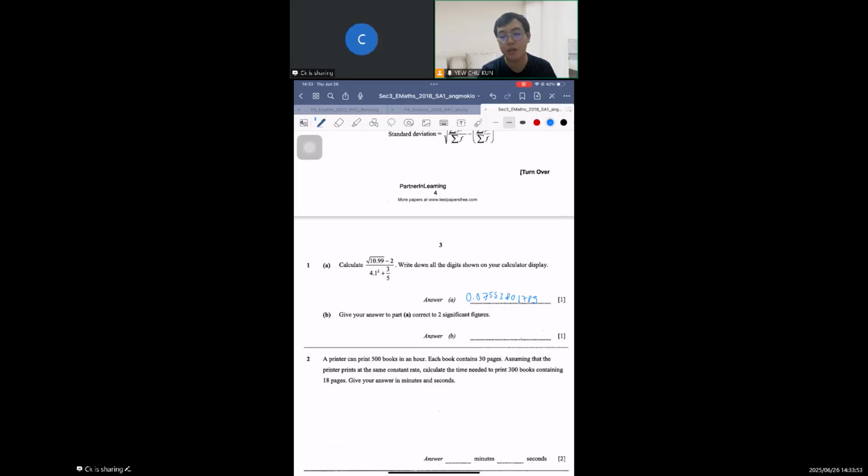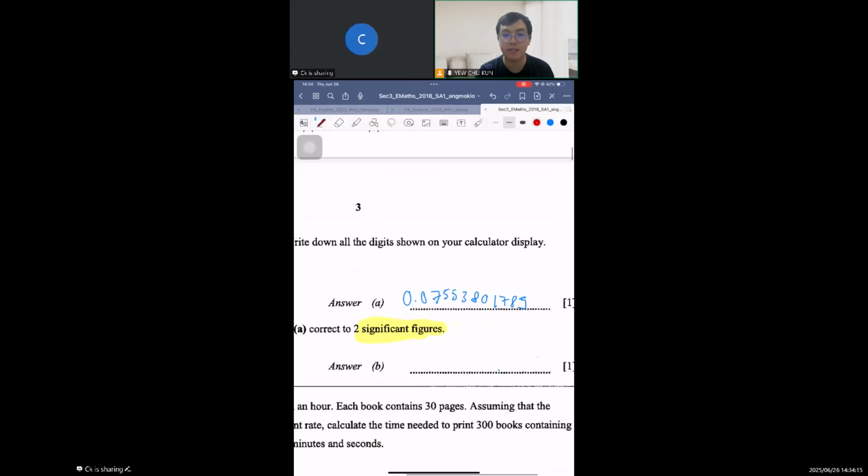Okay, be careful here. Here we say two significant figures. Two significant figures is not the same as two decimal places. How to compute it to two significant figures? In this answer, where does the first significant figure start from? Actually it starts from here. Here is the first significant figure, 7, and then all the way to the last one.